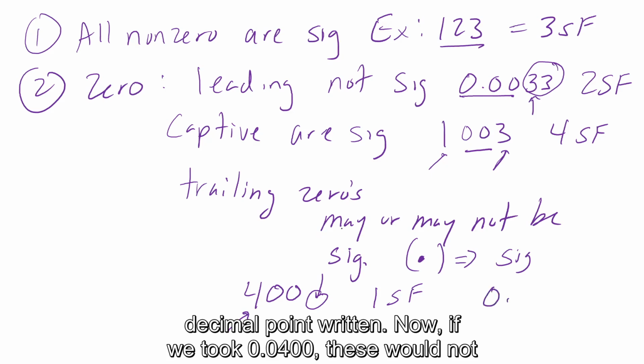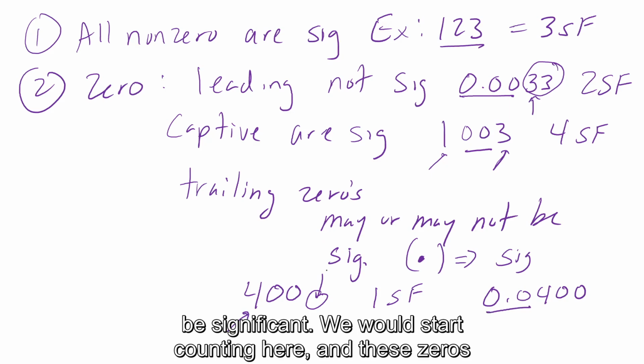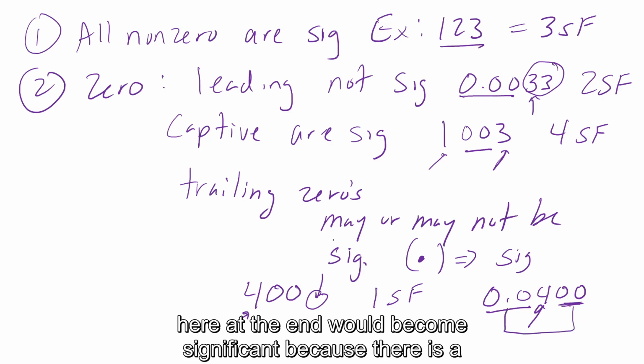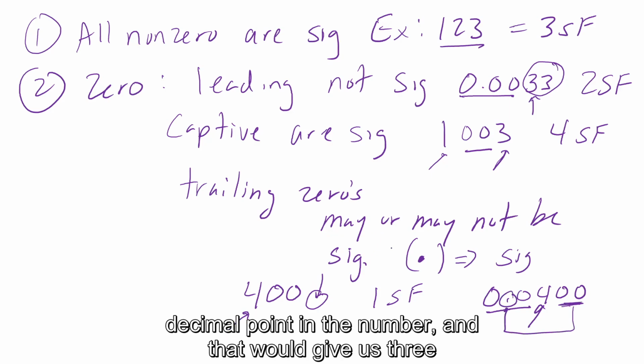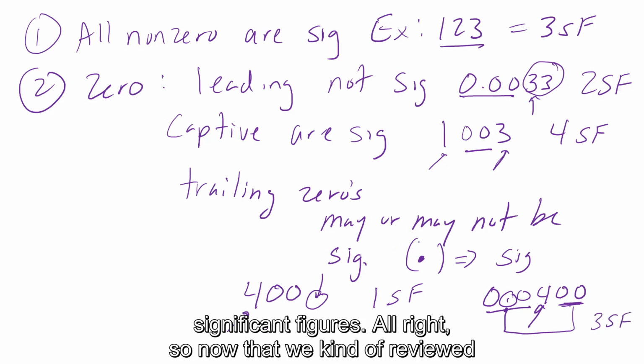Now, if we took 0.0400, these would not be significant. We would start counting here, and these zeros here at the end would become significant because there is a decimal point in the number, and that would give us 3 significant figures.